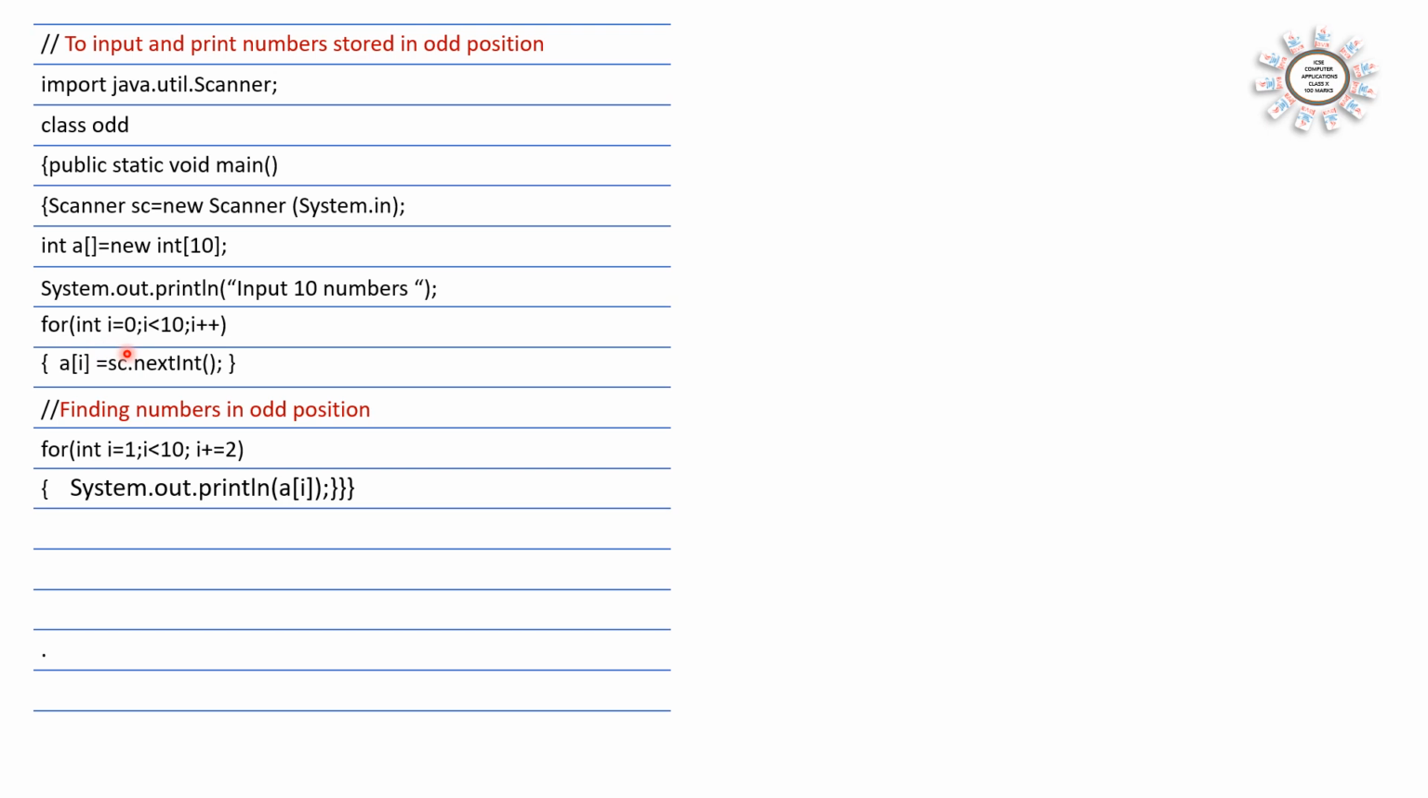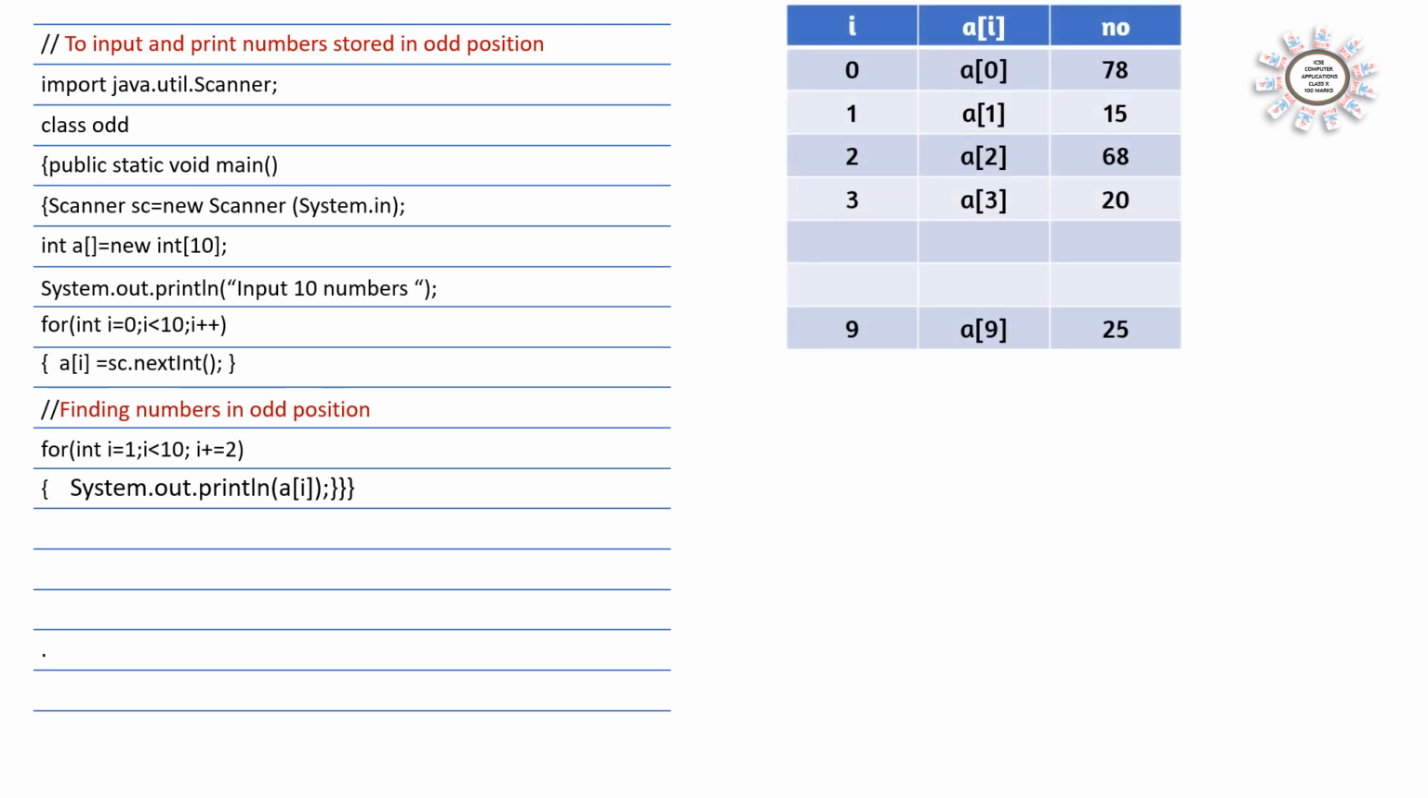For int I is equal to 0, starting from 0 position. I less than 10, that means 0 to 9. I plus plus. A of I is equal to sc.nextInt(). Here we can see 0, 1, 2, 3 up to 9 position is here. And we can see the elements in A0, A1, A2, A3 up to A9. So whatever elements you are inputting, the first element will be stored in A0, A1, A2. And now we have accepted the elements.